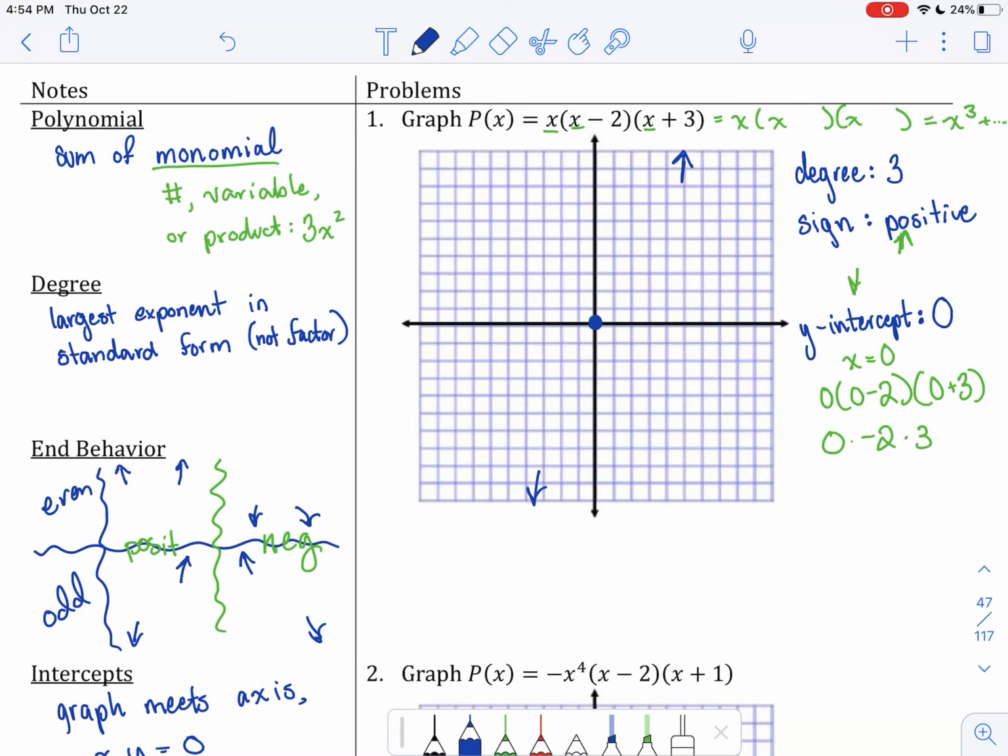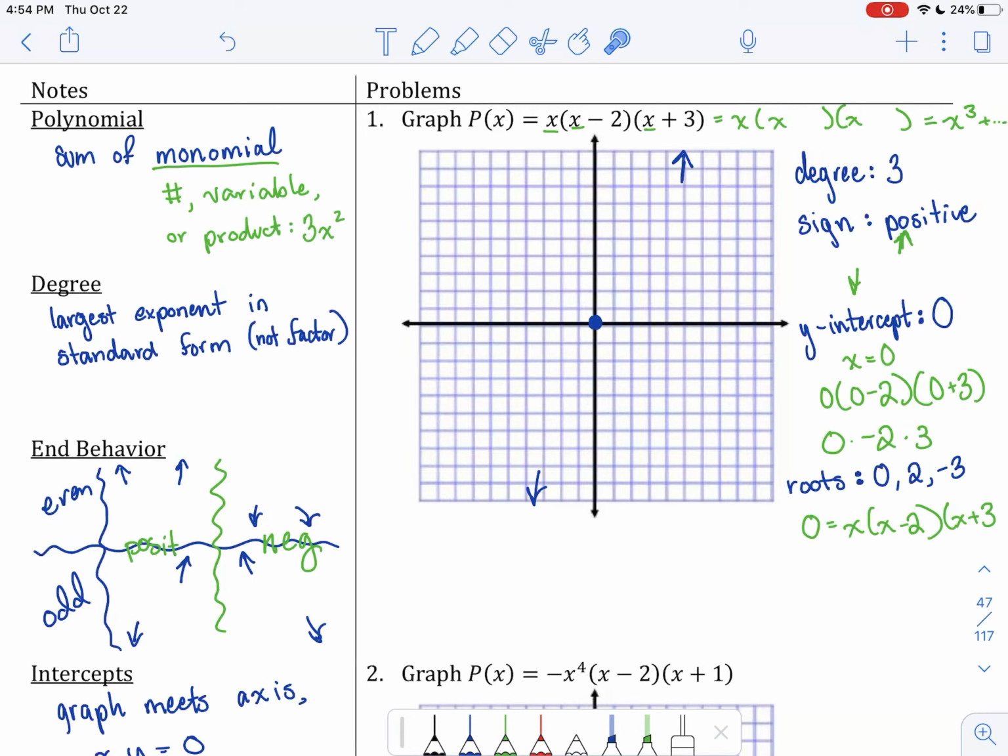What else is going to happen? Well, we need to find our x-intercepts, or our roots. And our roots are where y is equal to 0, or in this case where the whole function is equal to 0. And this is why it's nice to start in factored form, because it's already factored for us. So in this case, just like if this was a factoring problem, if we've got 0 is equal to factors, it's just where each factor equals 0.